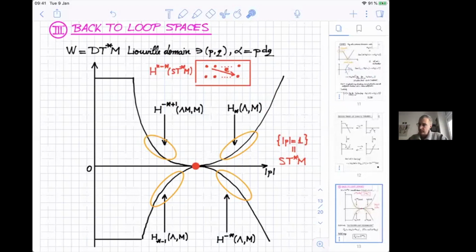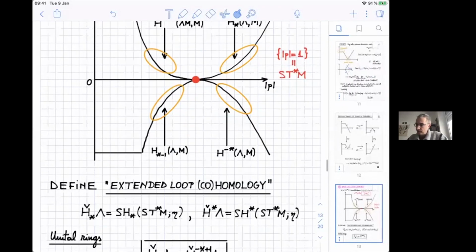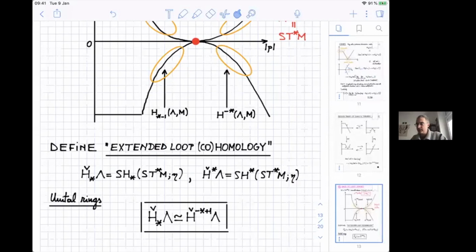So that's what the situation is. And of course, we want to give Rabinowitz-Floer homology in this situation a name, and we call it extended loop homology or cohomology. So we define extended loop homology or cohomology as being Rabinowitz-Floer homology of the unit cotangent bundle. These are unital rings by our previous symplectic construction, and the duality theorem says that we have an isomorphism of unital rings that has this form.